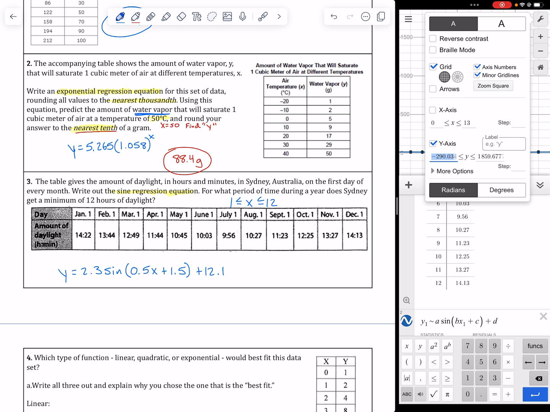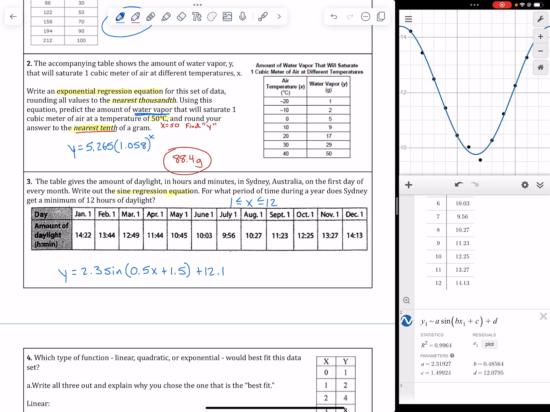And then the smallest amount of time was, let's see, looks like 9.56. So I'm just going to put 9 to the largest amount of time was like 14. So I'm going to put 15 and just take a look at what I got. So I got my nice looking sine equation with my prediction equation going through all the dots really nicely.